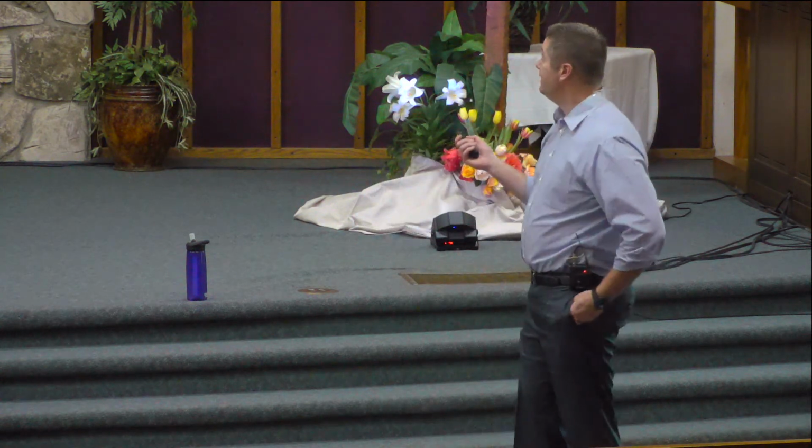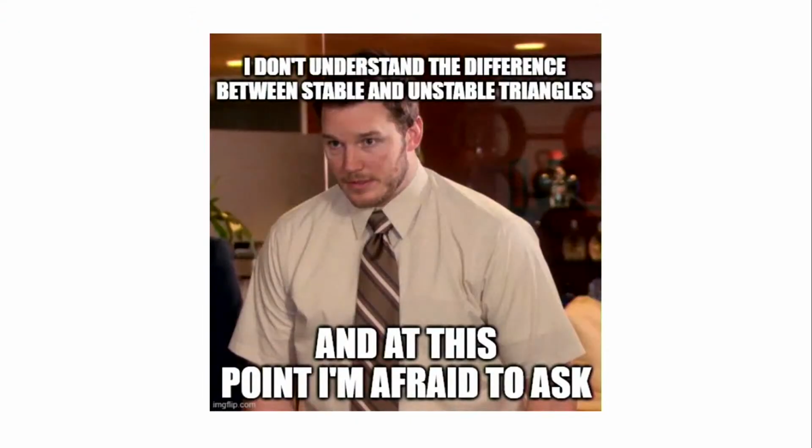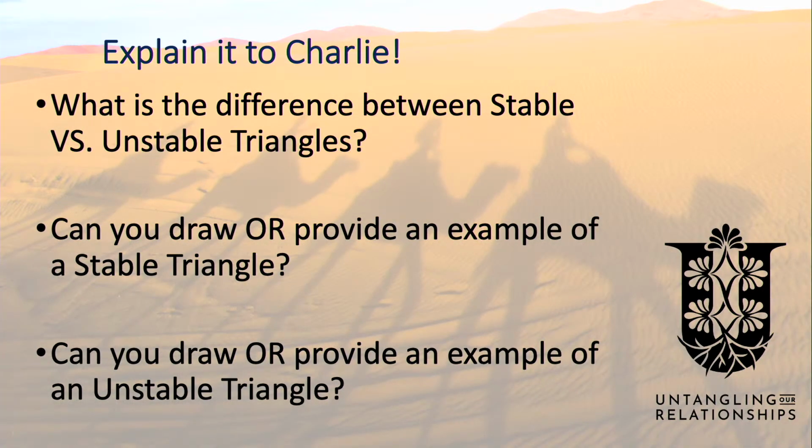Good. So maybe you're like, I don't really understand the difference between stable and unstable right now, and at this point I'm afraid to ask. So we're going to have some opportunity to talk about this in our small groups. Groups of 3, 4, 5, or 6. Try and answer these questions. What is the difference between stable versus unstable triangles? Can you draw or provide an example of a stable triangle? Can you draw or provide an example of an unstable triangle? So go ahead and get in your groups and try this out.